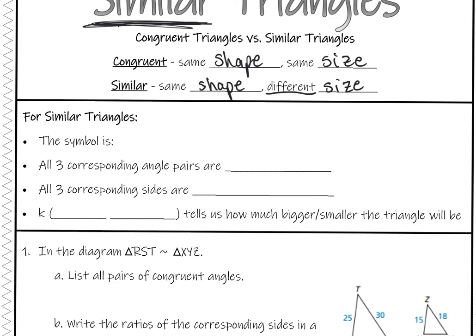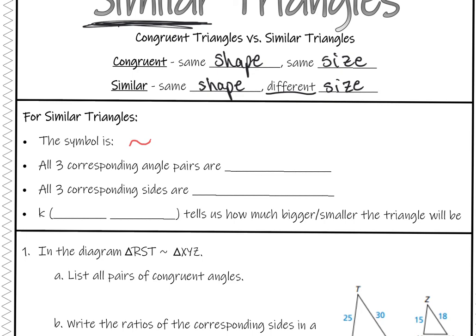So for similar triangles, the symbol is the squiggly, which in the past you may have seen we use for conditional statements. It meant not, right? Not P, not Q, not Q, not P. In this context, when we're talking about now, this means similar. So we're talking about similarity when we see the squiggly, okay?